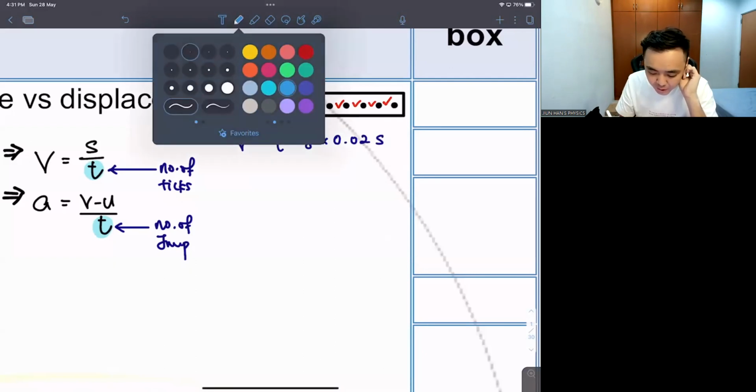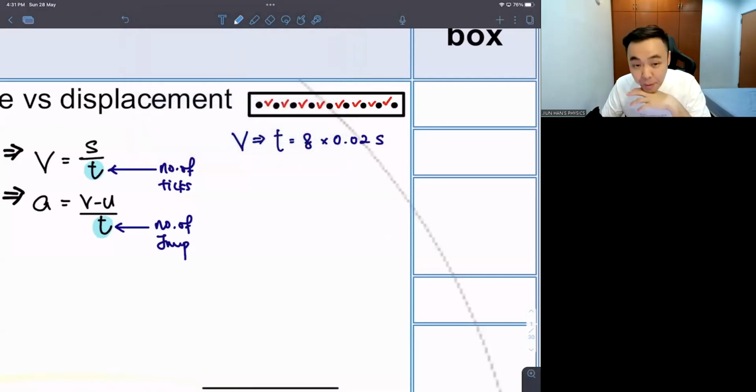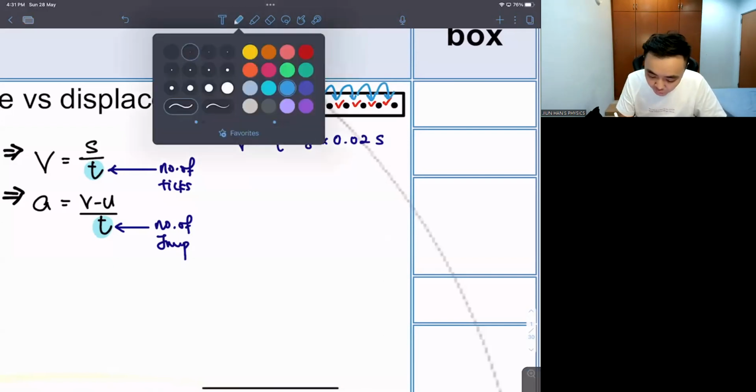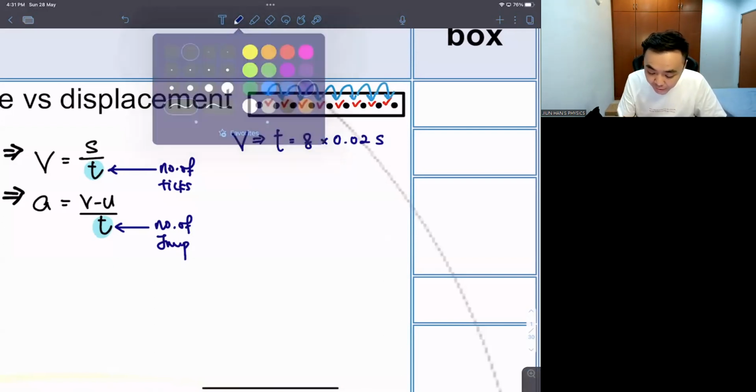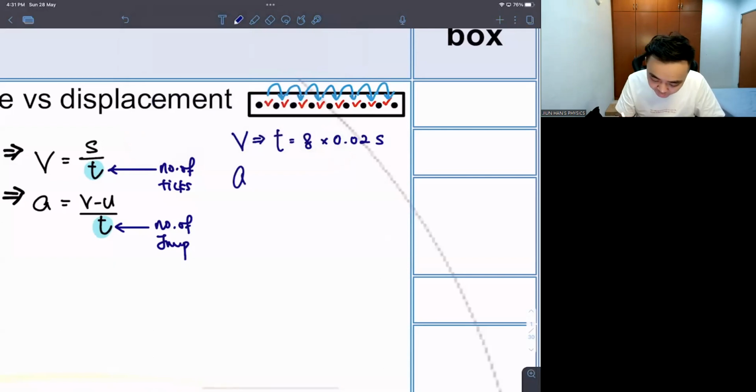Next, what about jumps? How to jump actually? For a jump, you jump from one tick to another tick, like this, one time. One jump. Follow: 2, 3, 4, 5, 6, and 7. How many jumps did we make? You notice they are different, am I right? Ticks, we got 8. But when it comes to acceleration, you calculate jumps, so they become 7 jumps. Now, it will be 7 multiplied by 0.02. Obviously, the time will be different.